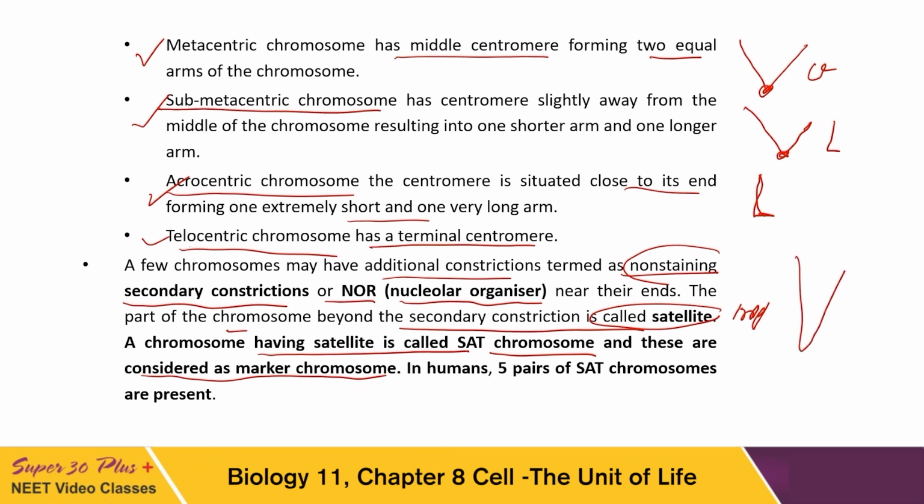This is the chromosome here, and this is the primary constriction. Some of the chromosomes have a secondary constriction here, also known as NOR. This very part of the chromosome beyond the secondary constriction is known as satellite. In the satellite, the nucleolus will be formed, this is the nucleolus organizing region, and such chromosomes which have this satellite are known as SAT chromosomes. In case of human, we have 5 pairs of SAT chromosome. You have to remember, 5 pairs of SAT chromosome we have. Is it clear? Go back.